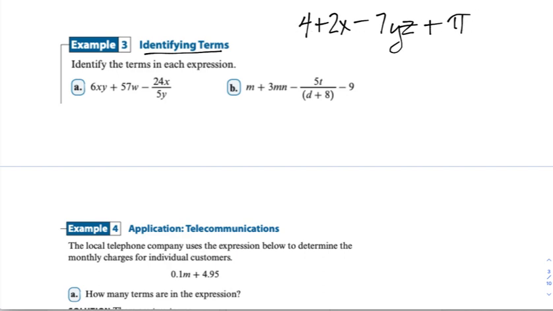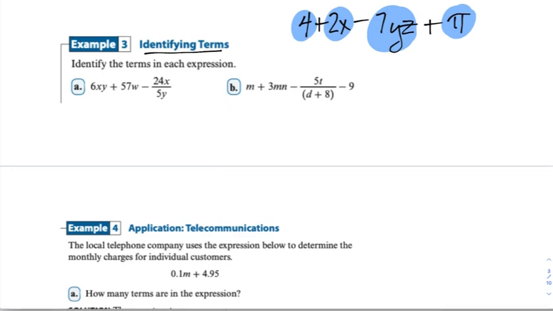So how many terms do I have? Let me highlight it. I've got 1, 2, 3, and 4 terms. I've got 4 terms here. So identify the terms in each expression. We should be able to highlight each of the terms in the expression that we have here. So let's go ahead and check it out.